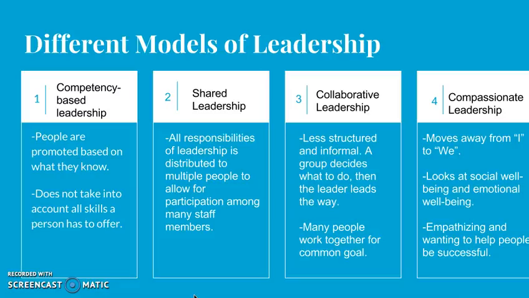The last way would be the compassionate leadership model. This moves away from the traditional "I" as a leader to a more collective leadership, to include the "we" model. It looks at social well-being and emotional well-being, empathizes, and wants to help people be successful. They look at the job environment and how they can make that better. They really want to understand people and make conditions favorable for learning and working. They're looking at the greater good of the whole and what they can do to make sure everyone will be successful.